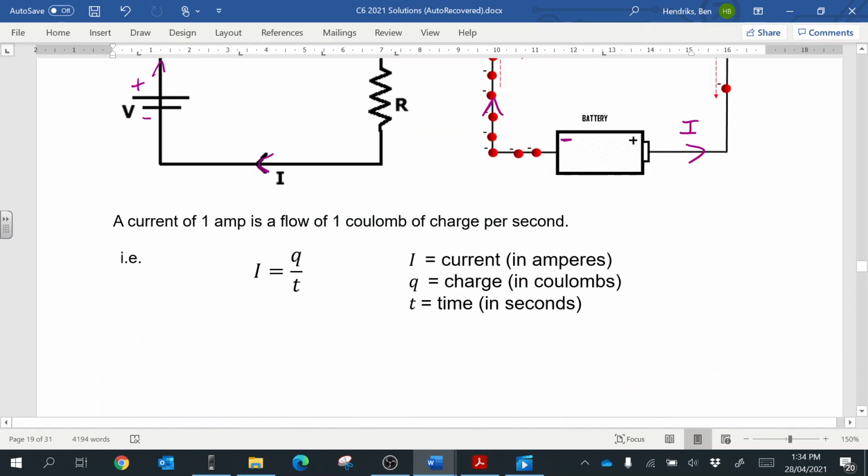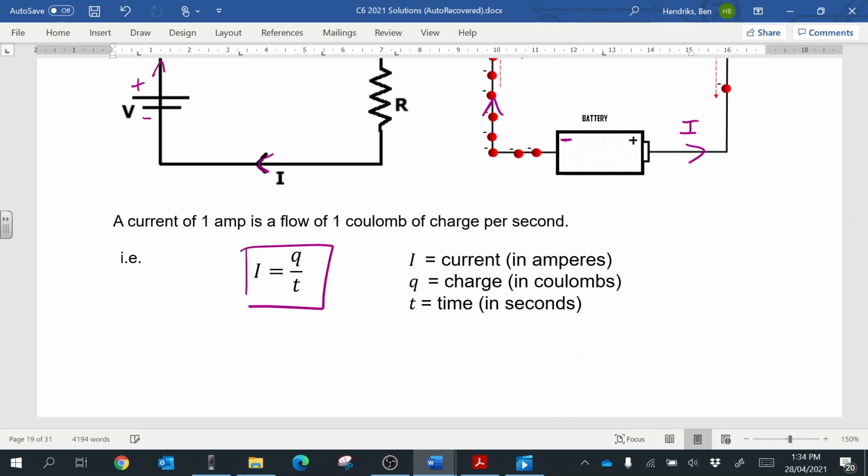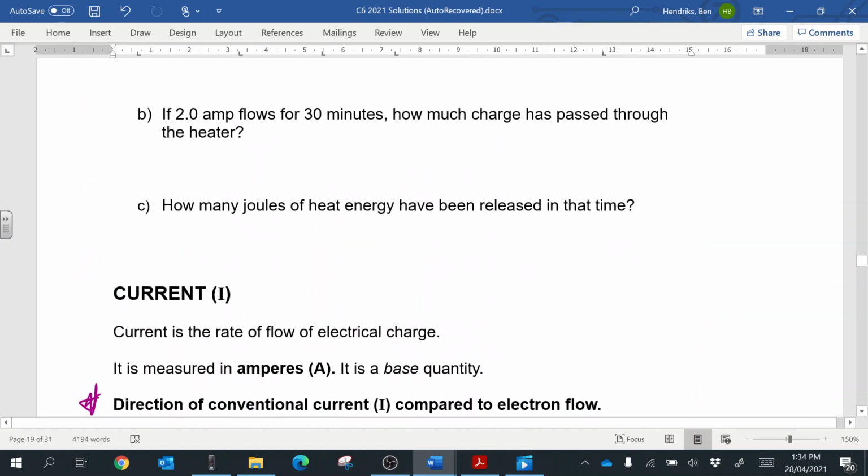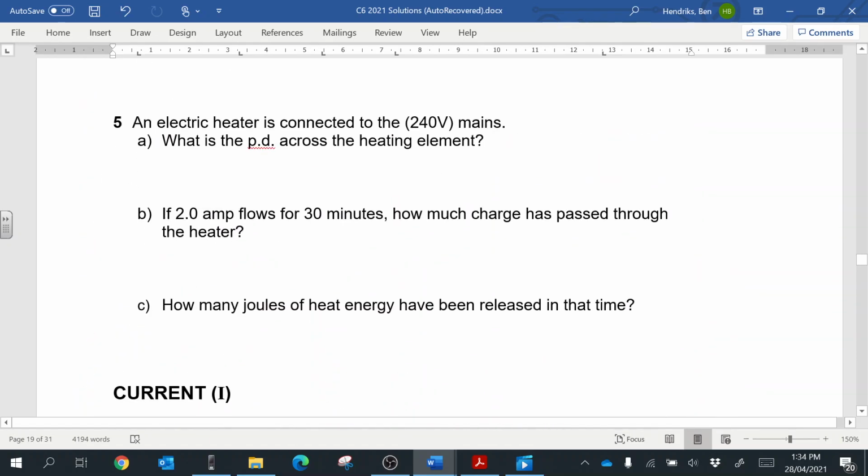What I actually want to finish off by saying was current is equal to the amount of charge flowing per time as well. So that's important that we need to remember. Current I is equal to coulombs divided by seconds, and they are amps. So coulombs per second are amps. Now we'll go back up to our example 5.